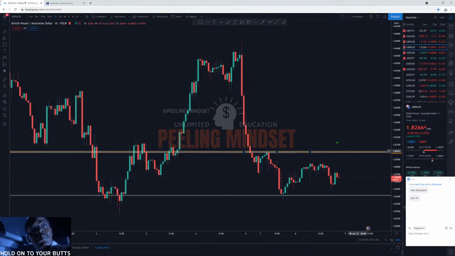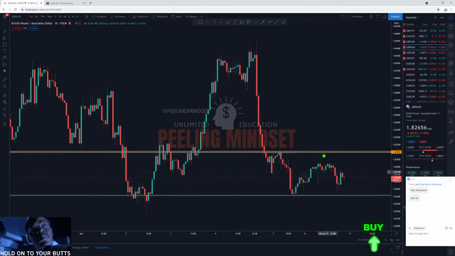We'd love to see candles close above the 18,300 sort of a level. Let's see if that is the case in pound AUD. If the candle starts closing above, there's a clear range.